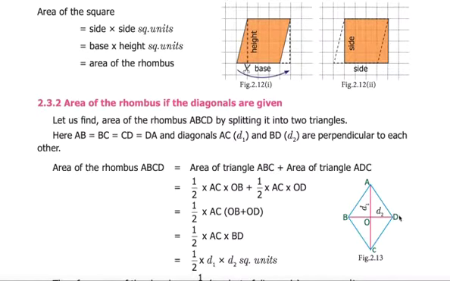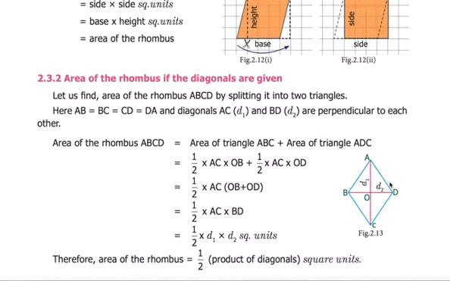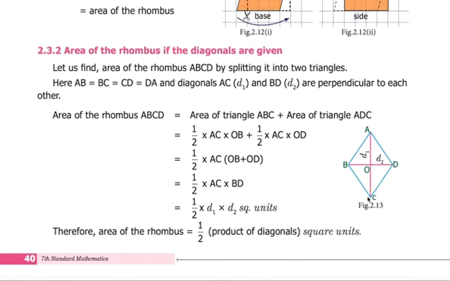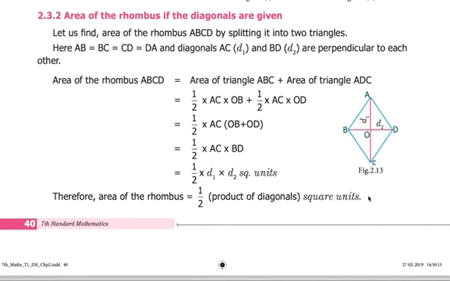What about triangle ADC? Half base, base is AC, height is OD. So if you take half AC common, OB plus OD, and OB plus OD is nothing but BD. AC is d1, BD is d2. Half d1 into d2 square unit. Therefore the area of a rhombus is half of the product of its diagonals.